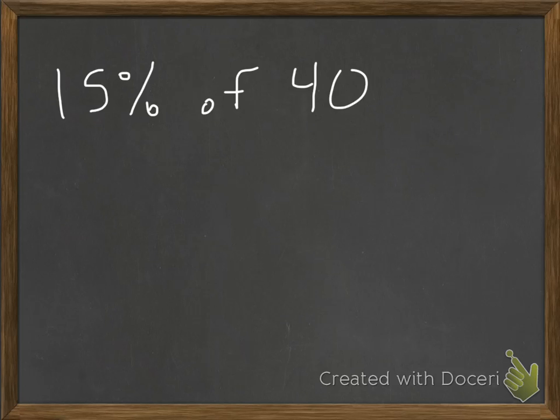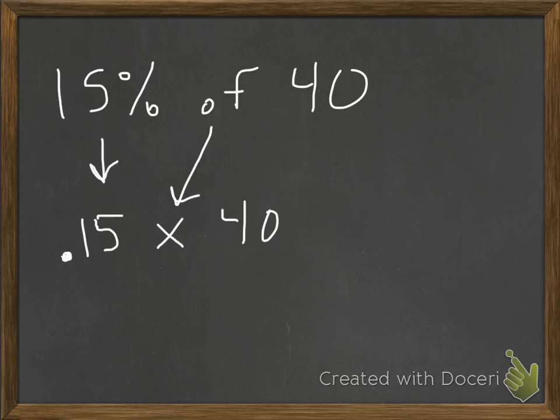So, for example, we have 15% of 40. So we're looking for 15% of 40. We're not dealing with money, but I always tell them to think of this as $40, and you get 15% off of $40. How much are you going to save? And the way we do that is we're going to change the percent to a decimal. And all we do is get rid of the percent sign and add a decimal in front of it. So that becomes 0.15. The of becomes the multiplication sign, and then we're going to multiply.